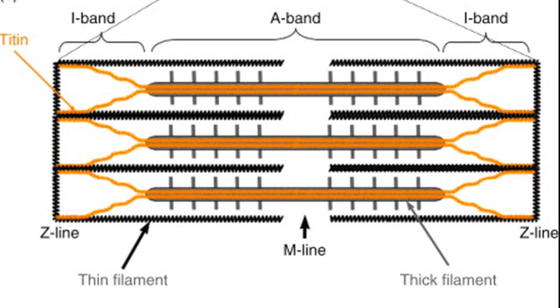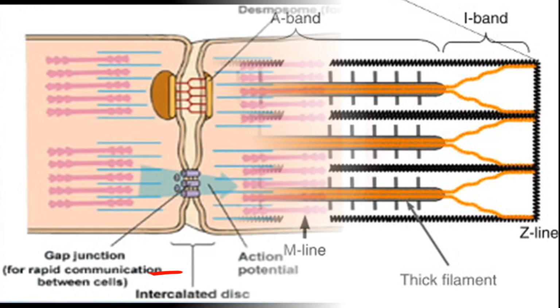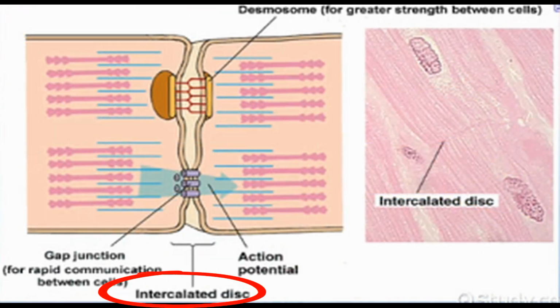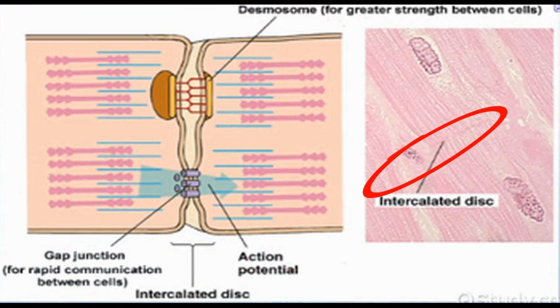Myocardial cells are interconnected by specialized structures called intercalated discs. These discs are located at the ends of the cells and appear as dark bands under a microscope. Intercalated discs play a vital role in maintaining the structural integrity of the heart muscle and ensuring coordinated contraction of myocardial cells. Intercalated discs contain two main types of junctions, desmosomes and gap junctions.